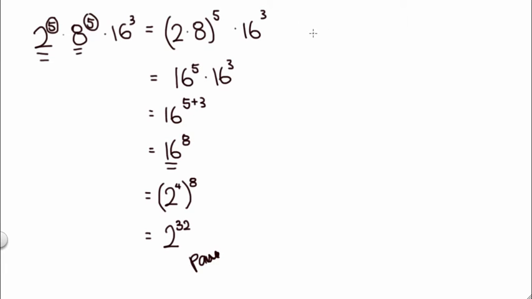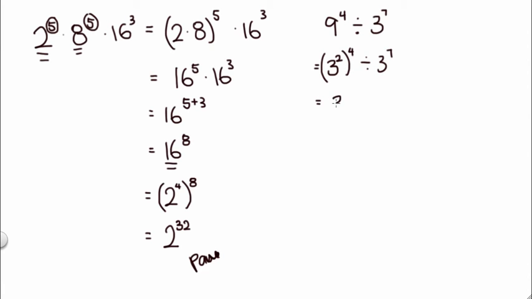Okay, and the next problem that I have for you is 9 to the 4th divided by 3 to the 7th. First off, the only thing with division that we know is when we have the same base, we can subtract the exponents. So that's going to be our goal. So 9 can be written as 3 squared, right? So instead of 9, I can write 3 squared to the 4th divided by 3 to the 7th.